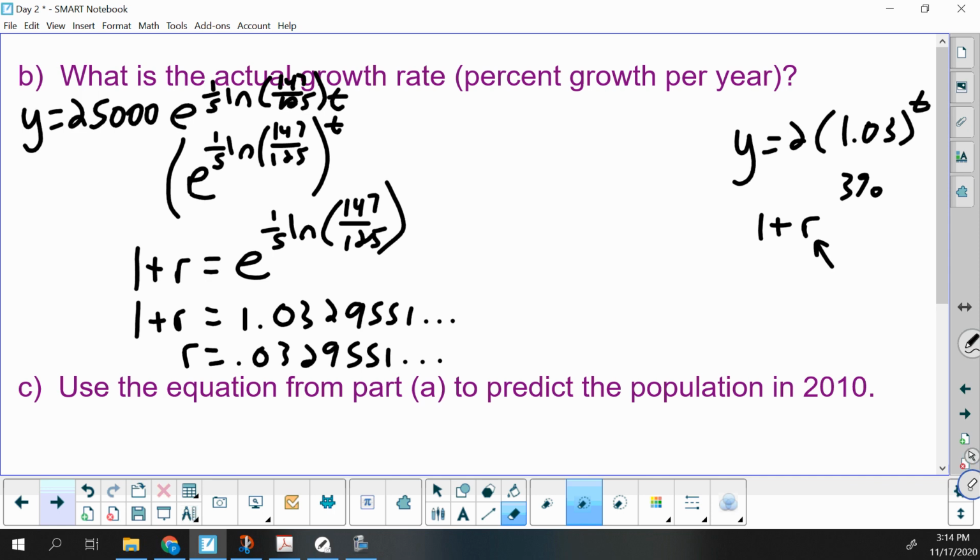So if we rounded our percent with AP rounding, this would be 3.296%. So the main reason for that is that it just gives us a little bit better sense of how fast this exponential function is growing. If you've got it as e to the 1/5 natural log of 147 over 125 times t, who knows how that's growing? Is that a big growth? Is that a small growth? You'd have to think about it to figure it out. But just by finding this r value, we can get a little bit better sense. Okay, it's growing a little bit more than 3%.